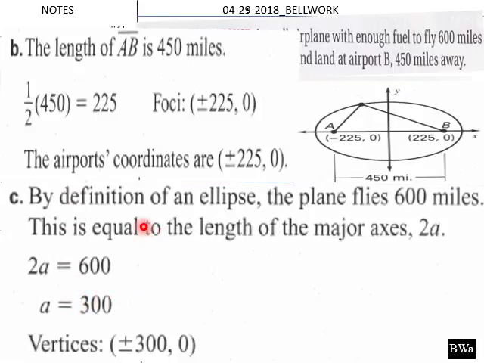And then for C, by the definition of an ellipse, the plane flies 600 miles. This is equal to the length of the major axis, 2a. So the vertices would be plus or minus 300. So a would equal 300 in that case.